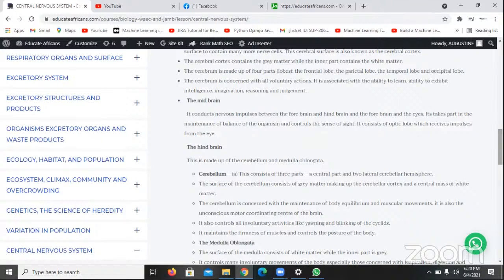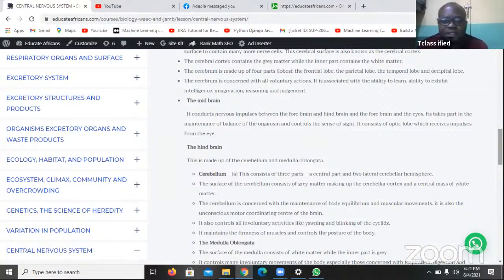Now let's look at the cerebellum. The cerebellum consists of three parts. You have the central part and the two lateral cerebral hemispheres. The surface of the cerebellum consists of gray matter, making up the cerebral cortex, and a central mass of white matter. The cerebellum is concerned with the maintenance of body equilibrium and muscular activity. It is also the unconscious motor conducting center of the brain. It controls all involuntary action.